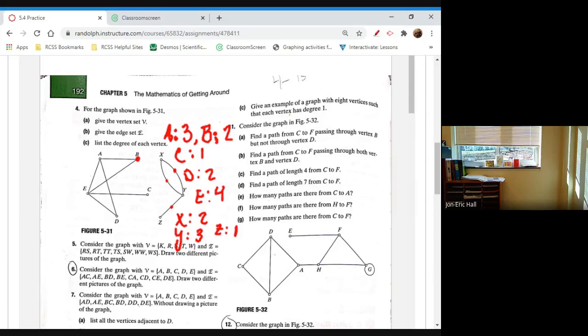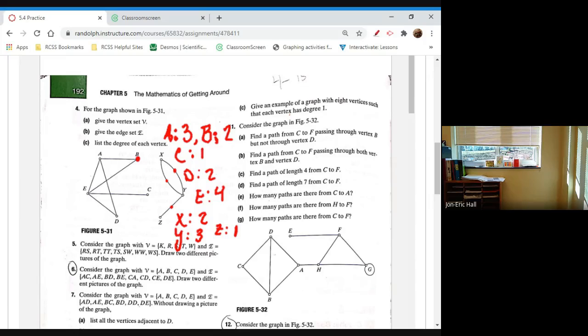See, that's not so bad, right? Pretty straightforward, at least what a degree is. How many lines touch that point? Now lines and point aren't the vocabulary terms we use though, right? How many edges touch that vertex? Lines, edges, point, vertex. Does that help?